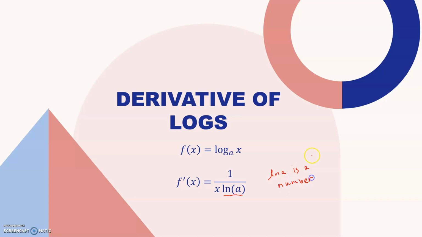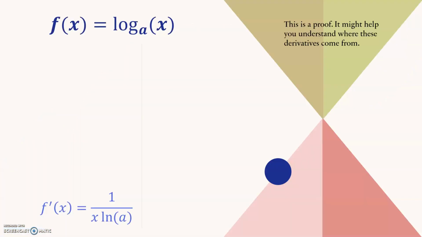And in this formula, this would work if we were trying to take the derivative of common log of x. The derivative of common log would be f prime of x equals 1 over x times natural log of 10, because the common log has an invisible base 10. But it would also work if we were trying to take the derivative of log base 3. But also just remember that natural log of a is a number.